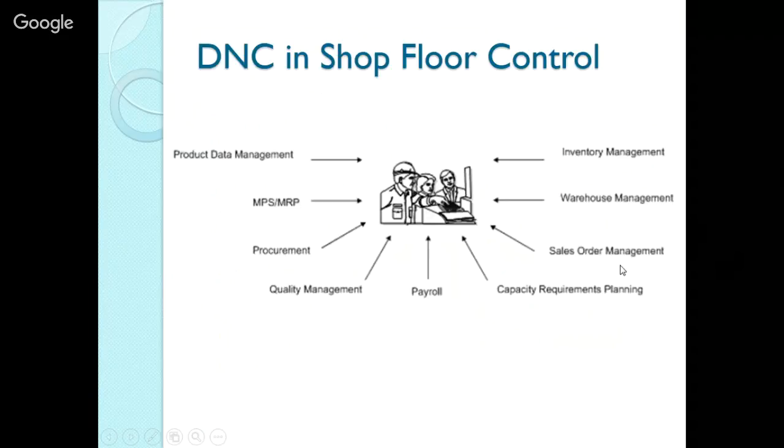Similarly, the sales order management, what is the status of the orders, how many have been delivered, etc. Warehouse management, that is what material is lying in the warehouse, how much quantity is left, and the machines could also directly inform the warehouse that they need this material at this time. Similarly, inventory management, that is how much material is on the machines currently under processing, how much material is under packaging, etc. So all these connections started happening in a big way in the 1980s.